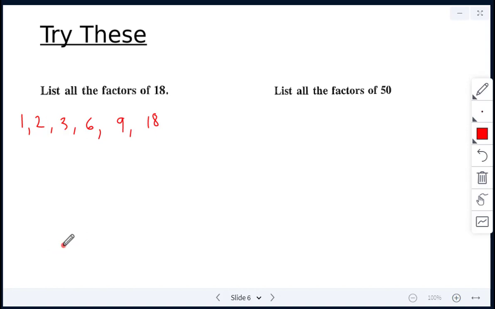And then all the factors of 50. Again, start with your lowest and highest. So 1 and 50. Then 2 times 25 will give me 50, and 5 times 10 will give me 50. And that's it. So 1, 2, 5, 10, 25, and 50.